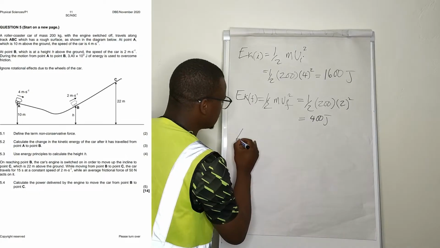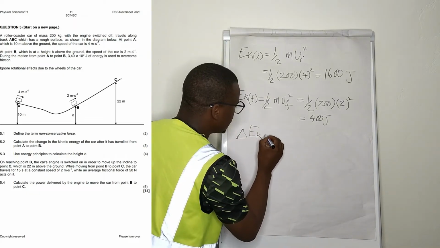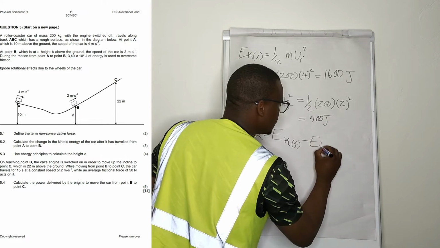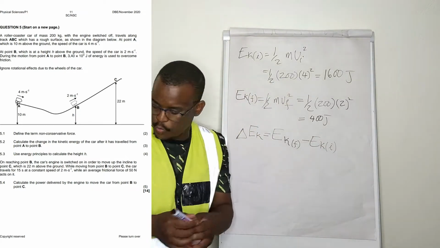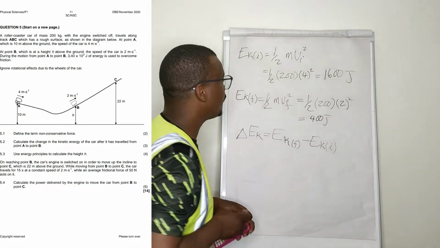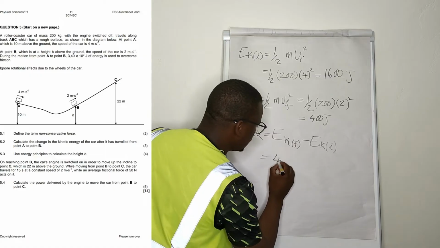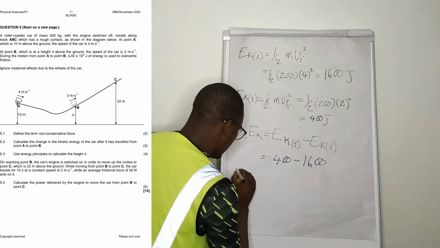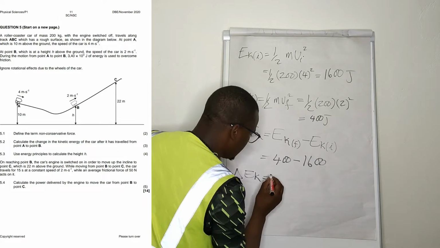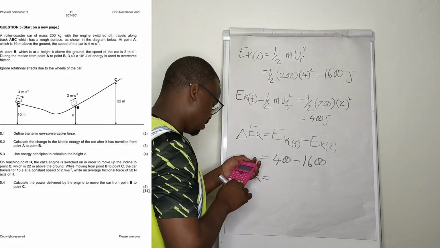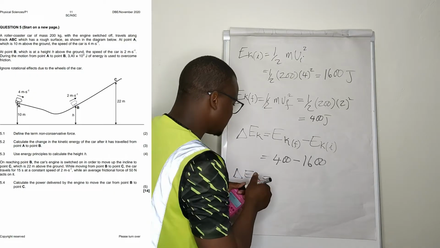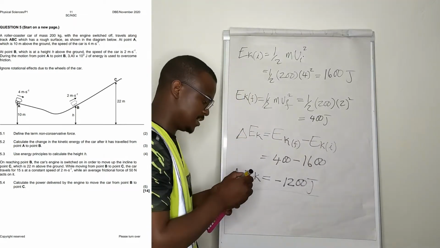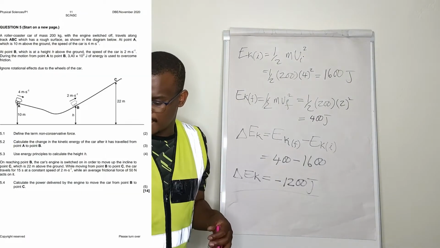So you want the change in kinetic energy. The change in EK is equal to EK final minus EK initial. So you have your final kinetic energy to be 400 joules minus your initial 1,600 joules. So your change in EK is equal to 400 minus 1600. That is negative 1200 joules of energy. This is the change in kinetic energy. I hope that is clear.